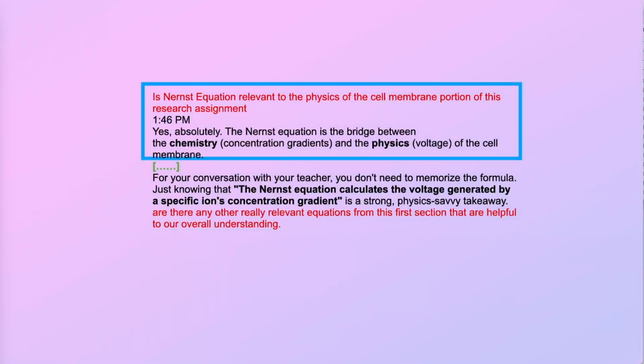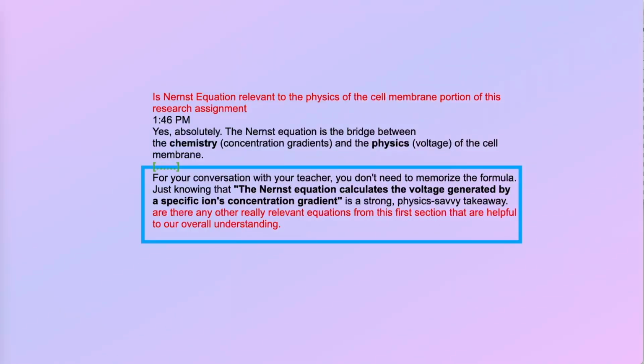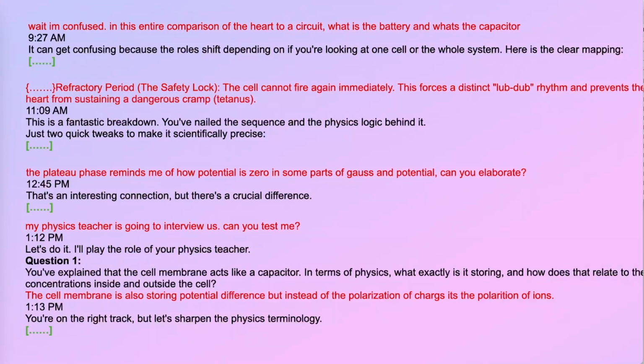And then Nernst equation, which is something they found from their readings, from the citations that they were given. They asked a question about that. Is it relevant? But this is another fantastic thing. From the guidance, the initial introductory prompt that I gave School AI, it was able to determine, for your conversation with your teacher, you don't need to memorize the formula. That's something that I'd put in there. Just knowing this fact is a strong physics-savvy takeaway. So it saved them a whole lot of time and worry. And honestly, it made their presentation a whole lot better than me looking at this equation and having them try to stumble through that. These 5 things, I'm just going to do highlights.